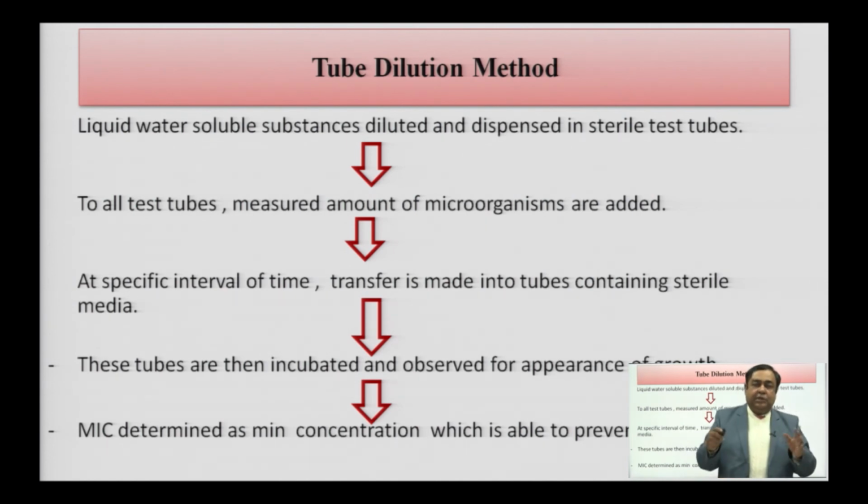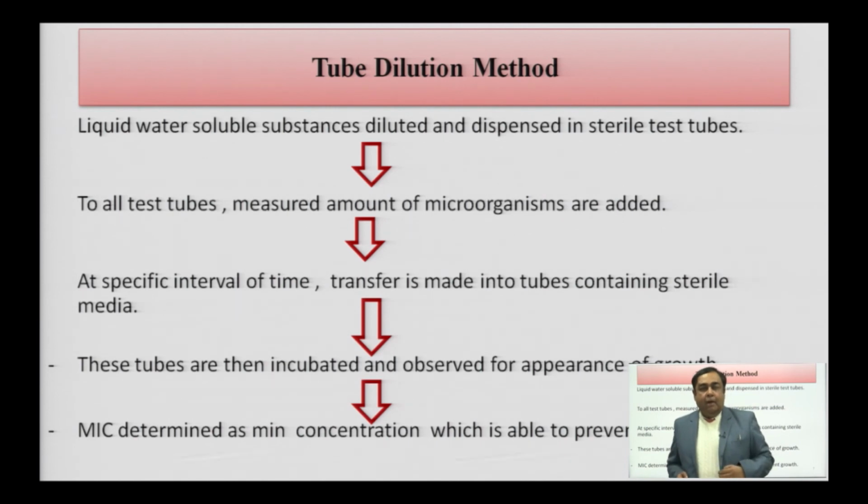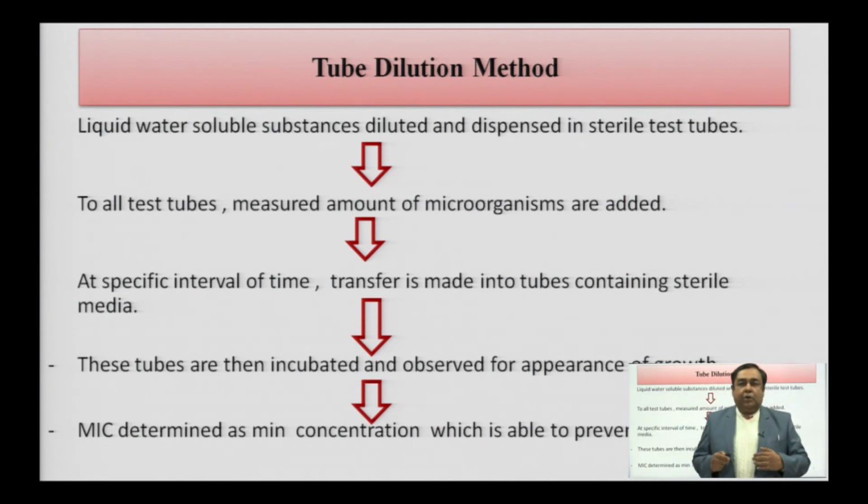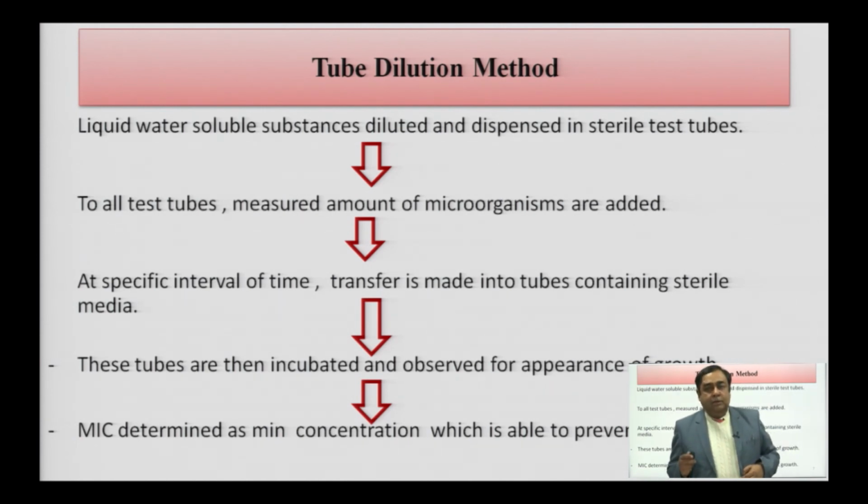And then these test tubes have to be incubated in an incubator. For bacteria, the temperature is 37 degrees Celsius. For fungi, the temperature is 20 to 25 degrees Celsius. Therefore, you have to keep this in an incubator and note down the concentration at which the process of inhibition just begins.